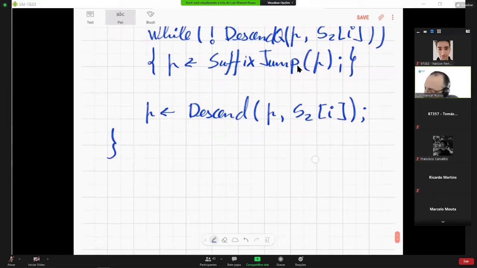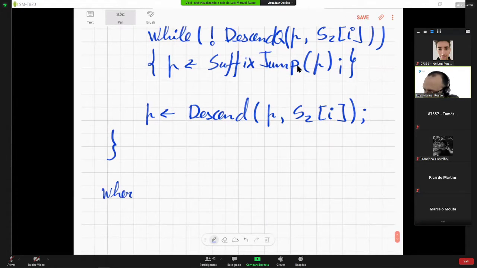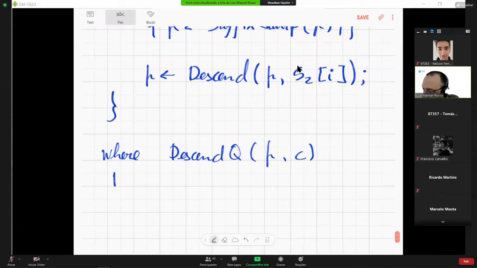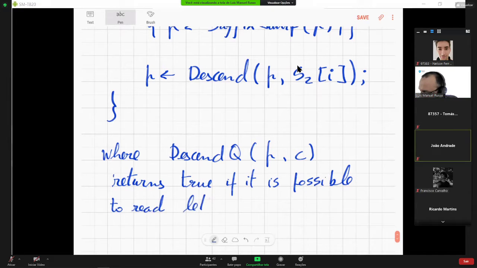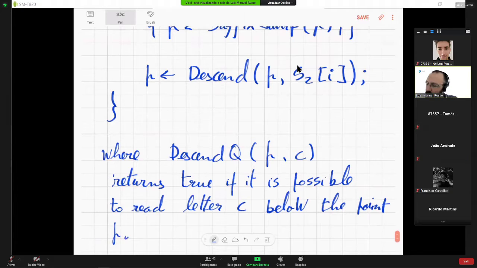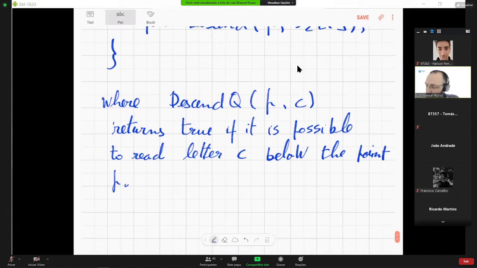So I just need to fill in the details. Descend query, with some point and some letter, returns true if it is possible to read letter C below the point P. So descend Q just returns true if it's possible to read.